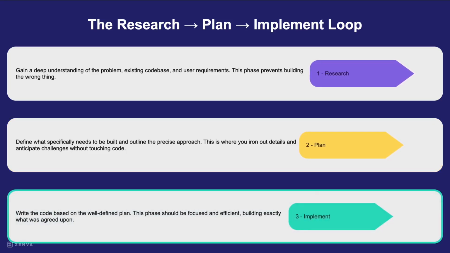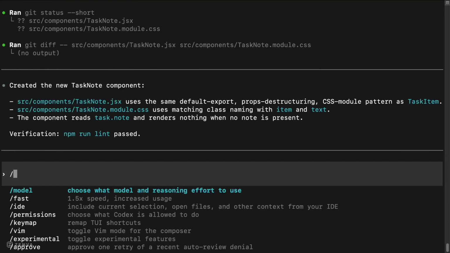Finally, implement. With a clear plan established, this phase involves writing code. Your thorough preparation makes this stage highly focused and rapid, ensuring you build exactly what was agreed upon, with confidence and purpose. Plan mode is a Codex feature designed to prevent file modifications. It enables Codex to read, analyze, ask questions, and formulate detailed plans, all without altering your codebase until explicit approval is given.